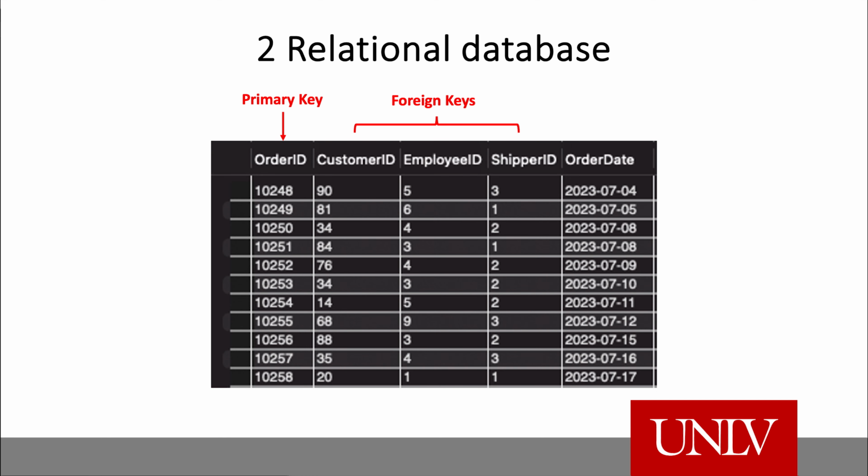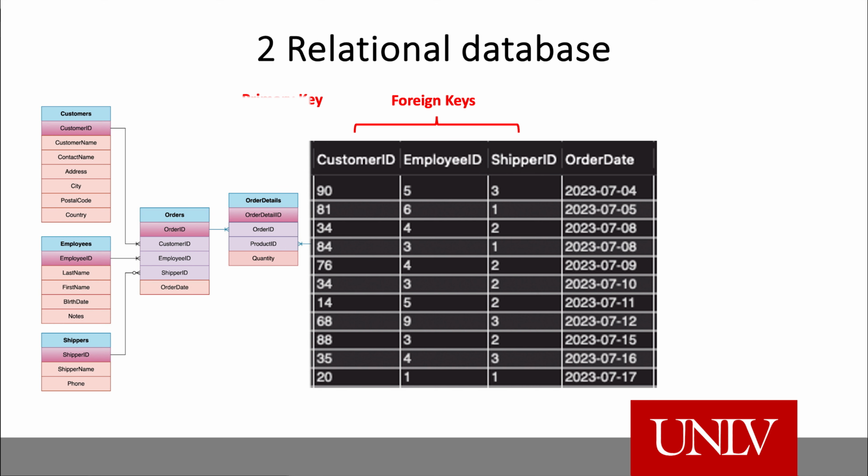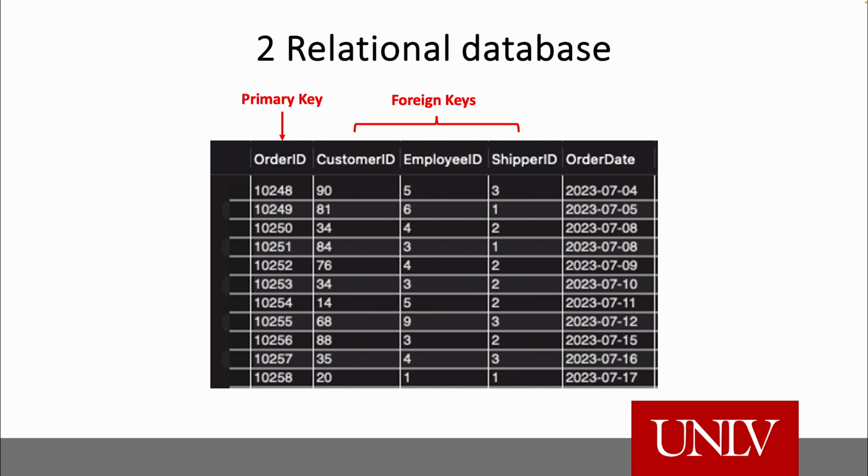In this order table, several columns are foreign keys: customer ID, employee ID, and shipper ID. Each one links to another table, like customer ID connects to the customer table, employee ID connects to the employee table, and shipper ID connects to the shipper table. These links create relationships between tables and help enforce referential integrity. For example, you can't place an order for a customer who doesn't exist, or assign it to an employee or shipper that isn't in the system.